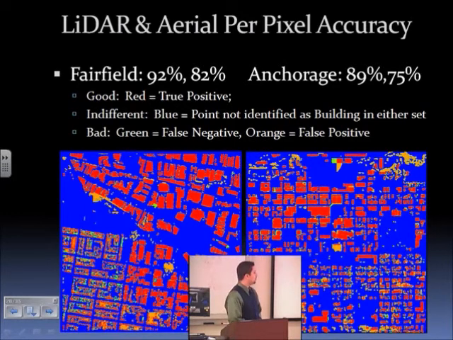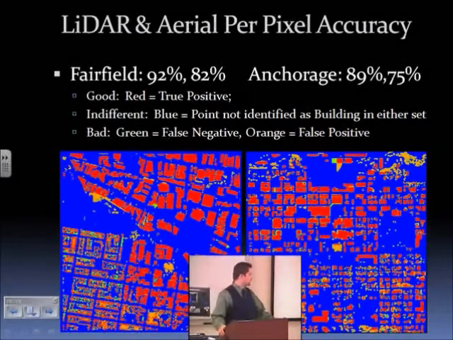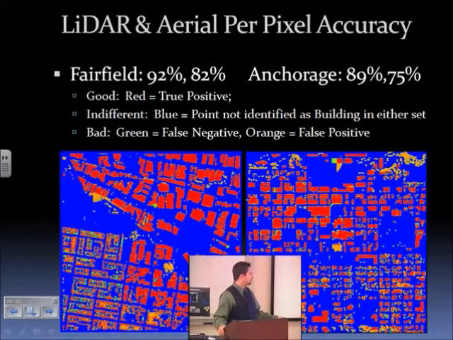For the most part, your oranges are actually confined to vegetation, and for the most part, the greens are actually the smaller buildings. The algorithm had a little bit of trouble with identifying some of the smaller buildings, and then sometimes it had trouble mistaking the vegetation as building.